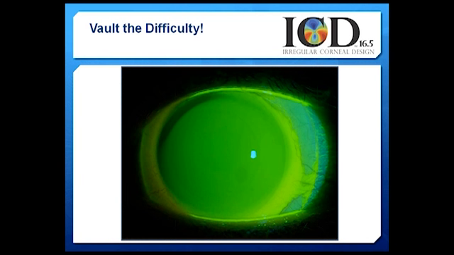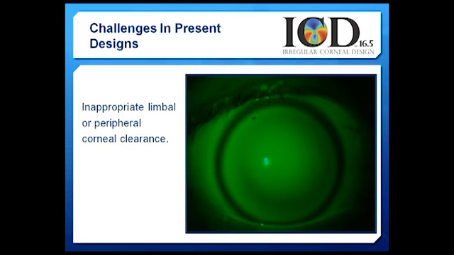By landing the lens on the sclera, on the more symmetrical shape peripheral to the cornea, we're able to vault completely the asymmetrical surface of the cornea and land the lens effectively on the symmetrical sclera. And that's the reason for the development of the ICD.